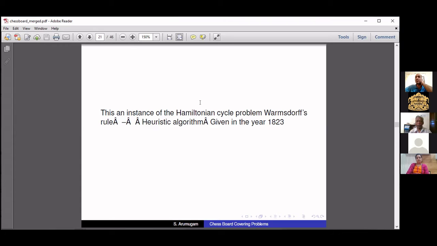For example, take the 2x2 board. The knight's graph is simply four isolated vertices. In a 2x2 board, from no cell can the knight move, right? So what is the knight's graph for the 2x2 chessboard? Four isolated vertices, and the four cells form the vertex set; no knight can move to another cell. We have only a 2x2 board. For the 3x3 board, take the middle vertex, that's an isolated vertex. In the knight's graph, the middle vertex is isolated. Okay? For the 3x3 board. Fine. So you see, not for all values of n is the knight's graph Hamiltonian. There are some algorithms available to check whether the knight's graph is Hamiltonian.